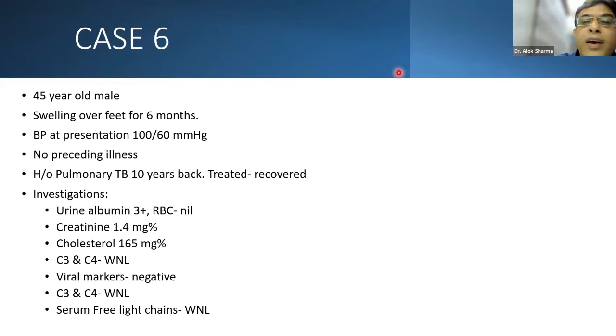So even without doing an electron microscopy, if you do an ApoE staining and it comes out in a linear, continuous fashion, without doing an EM, you can diagnose dense deposit disease. So that's one new development which has taken place.